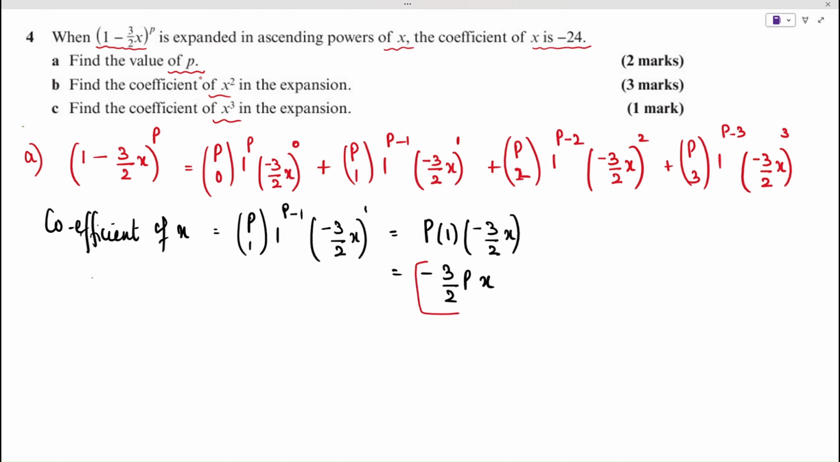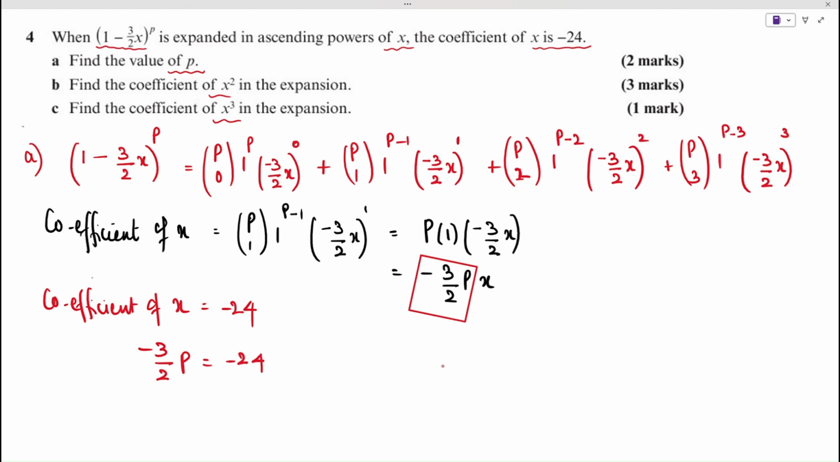And we know that our coefficient of x is minus 24. So minus 3 over 2 p is equal to minus 24. And if we rearrange, we get p is equal to 16. So that's our starting point. That would be part A.